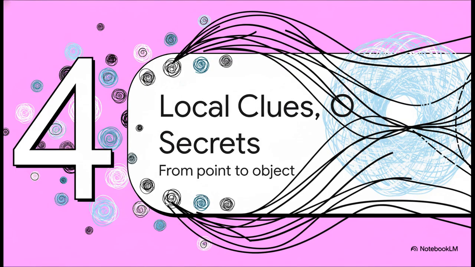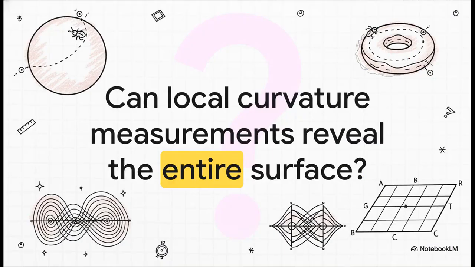So we now have a way to find a number, K, that describes the curvature at any single point on a surface. That's powerful. But this is where the story gets truly mind-blowing. We're about to see how all these tiny, local measurements can actually reveal a huge, global secret about an object's overall shape. This is the big question.